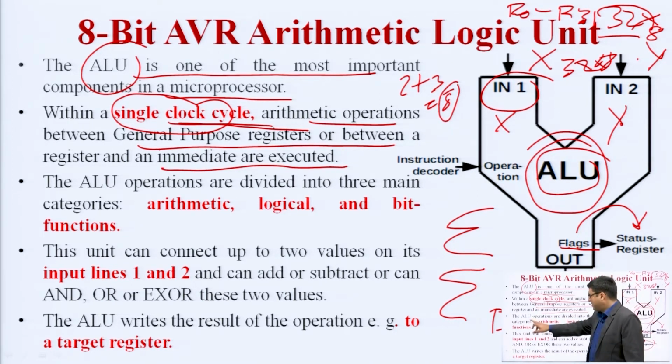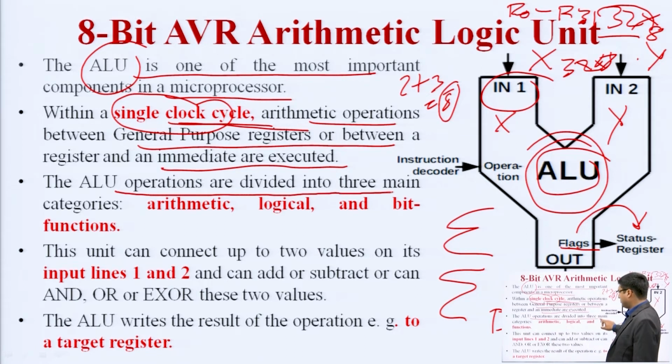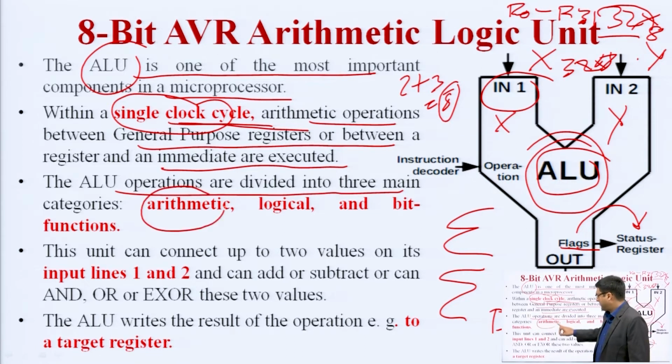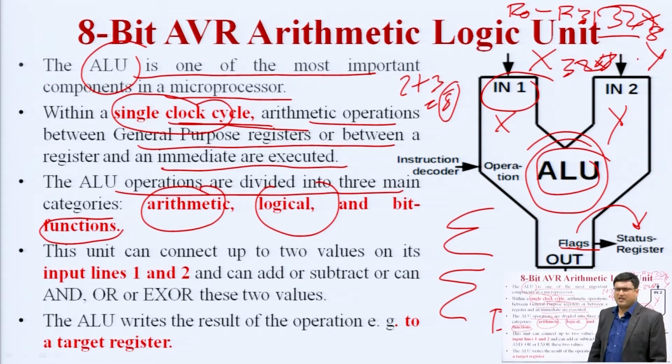Within a single clock cycle, arithmetic operations between general purpose registers, or between a register and an immediate value, are executed. ALU operations are divided into 3 main categories: arithmetic operations, logic operations, and bit functions. Bitwise functions are basically set, reset, and some more bitwise rotate operations, logical left and logical right operations as well.